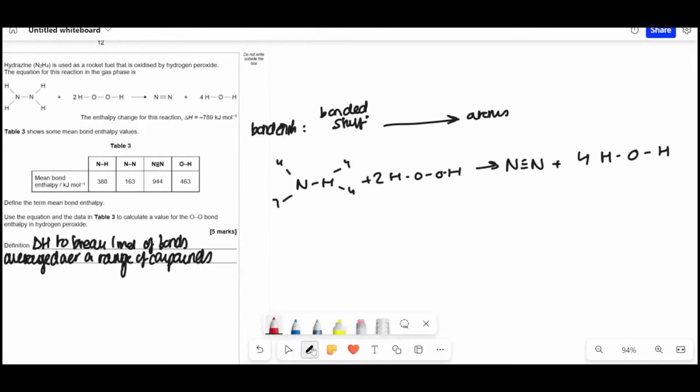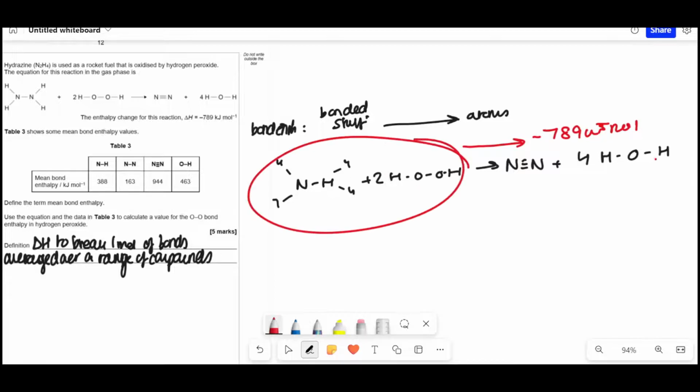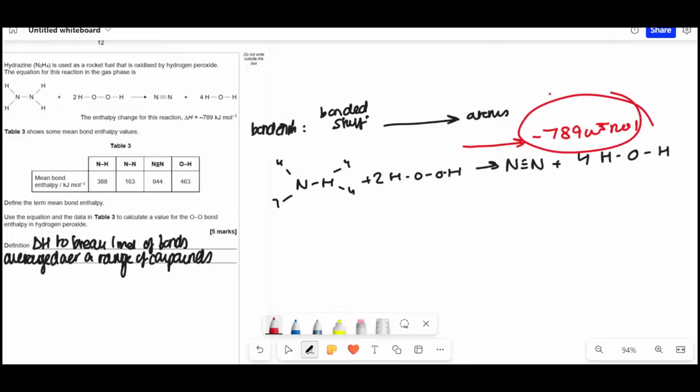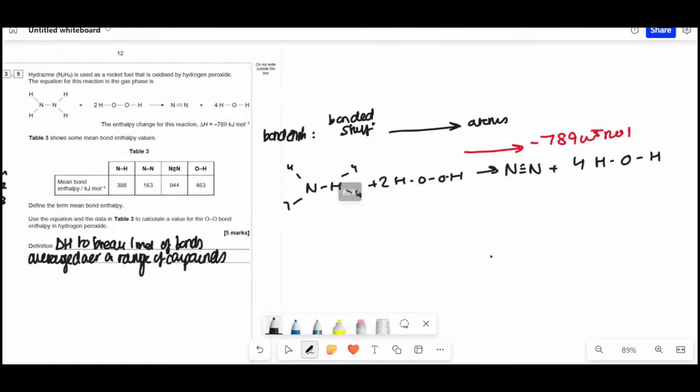Why is the pen not changing? They've told you that this thing is going to be minus 789 kilojoules per mole, right? So as long as you start with these two and you finish with these two, it will always be minus 789 kilojoules per mole. That's what Hess's law is. If you start and finish at the same point, doesn't matter how you get there, it's the same. So then you look at the table and you think, what enthalpies have they given me? They've given me the mean bond enthalpy, which we said is where you break 1 mole of this and that.